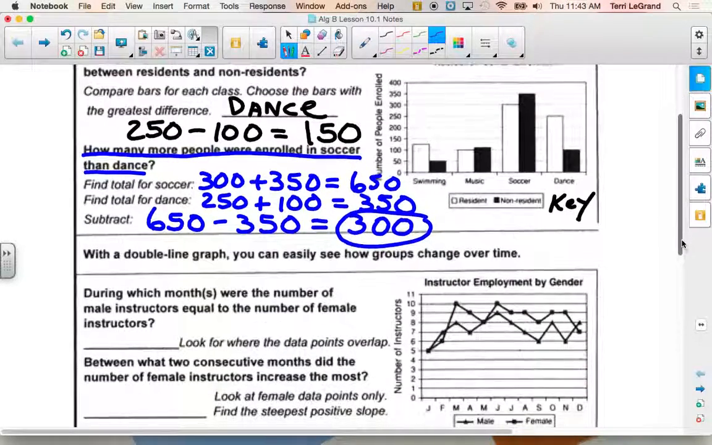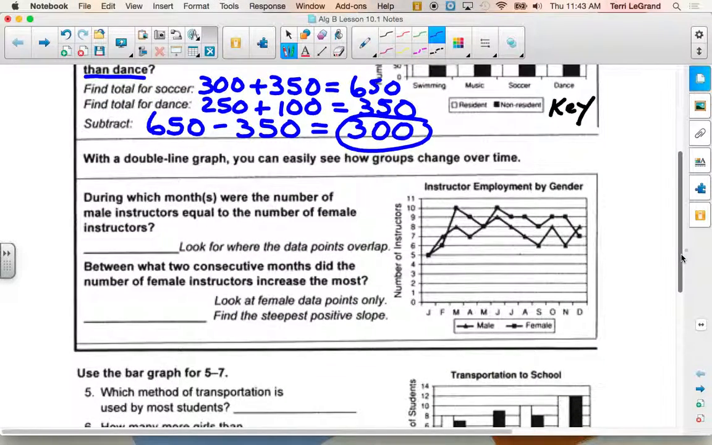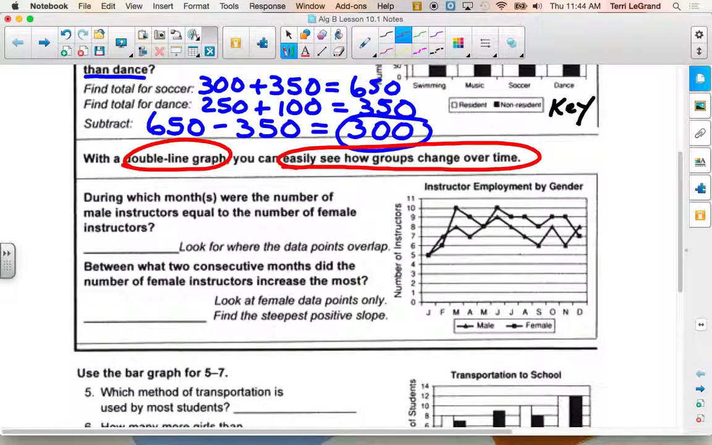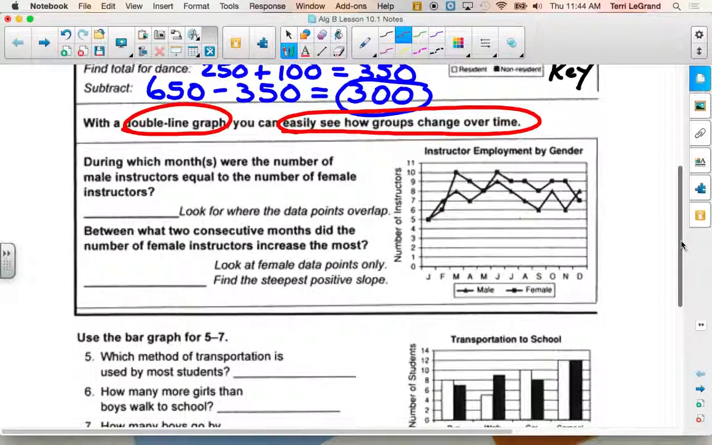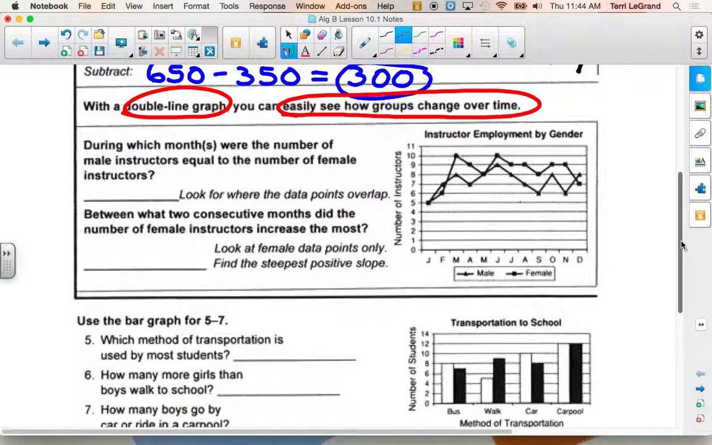Okay, then let's go to a double line graph. When you have a double line graph, that's what a double line graph is really good for, is to easily see how groups change over time. When you think line graph, you want to think of over time. We connect things and notice there's spaces between the soccer, the dance, the music classes. That's discrete data. Sometimes our data isn't discrete. So what we want to do is see how it changes over time. We make it continuous kind of.